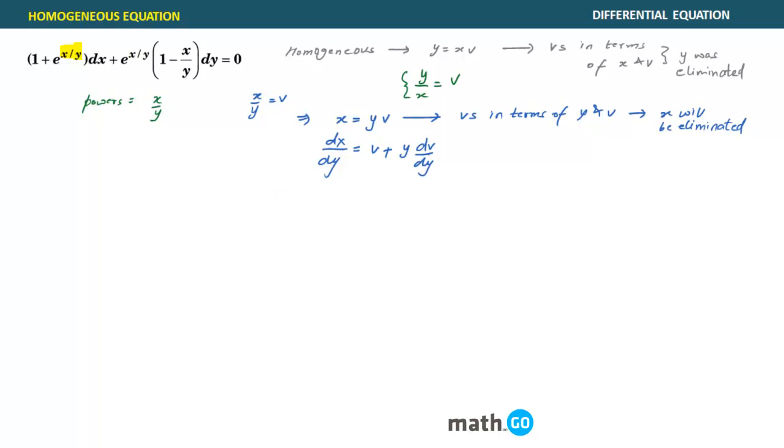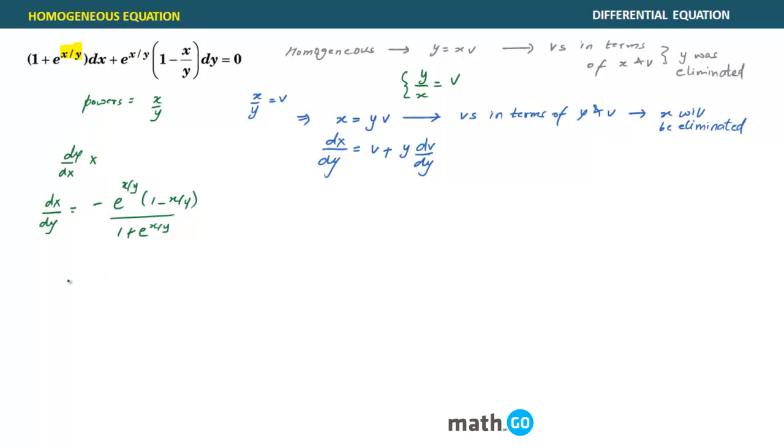Now this thing will be used. Now let's rearrange the question that we have at hand. Rather than dy by dx, we'll say dx by dy. So if we have to solve for dx by dy, it will be minus e raised to power x by y times 1 minus x by y, divided by 1 plus e raised to power x by y, right?